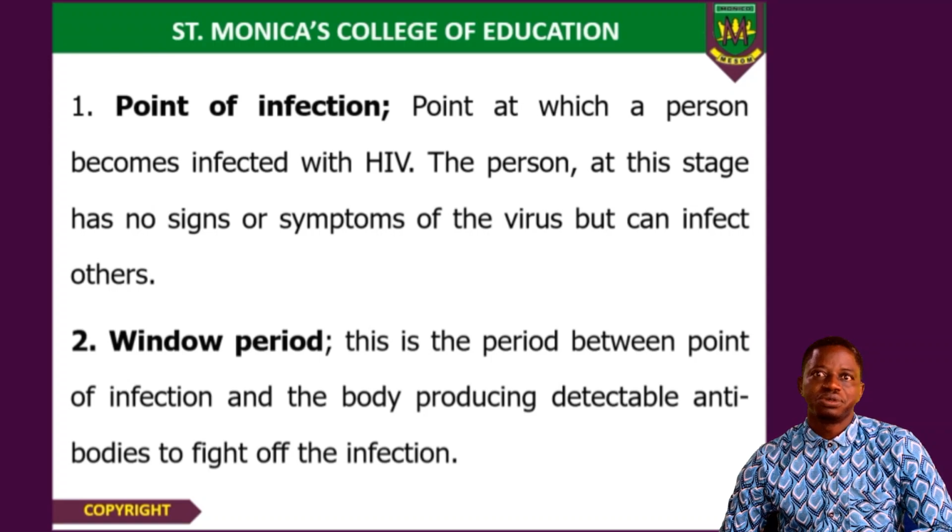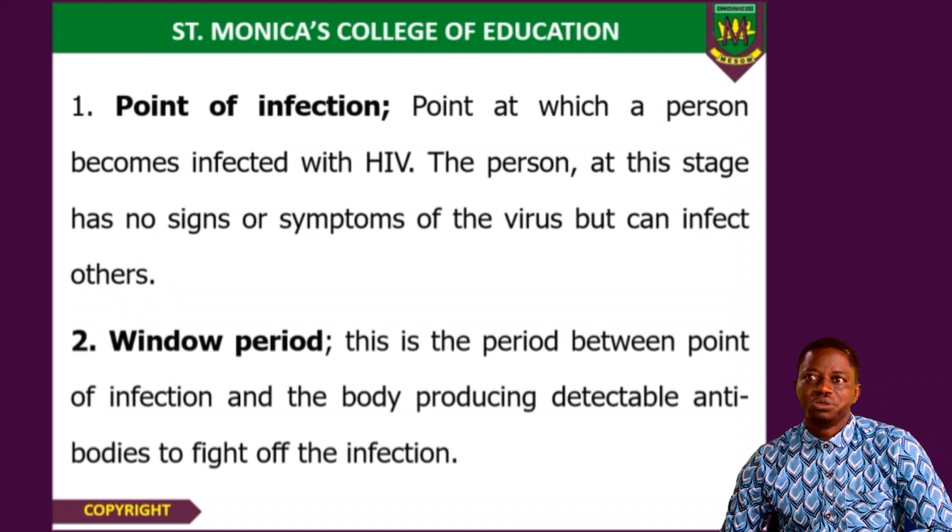Then we have window period. This is the period between the point of infection and the body producing detectable antibodies to fight off the virus. So here what we are saying is that even under the window period, you still feel free, you move about, you are still healthy, but you can infect others.